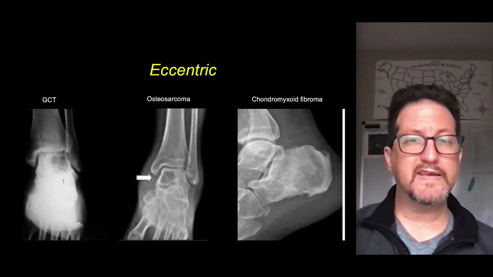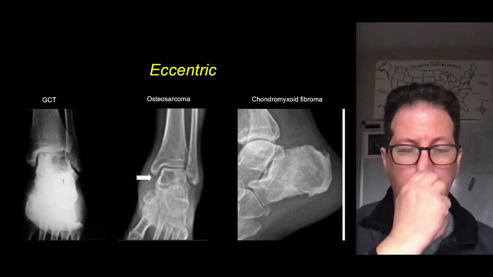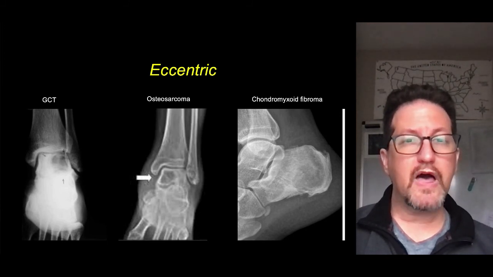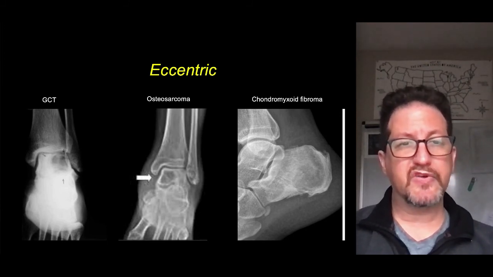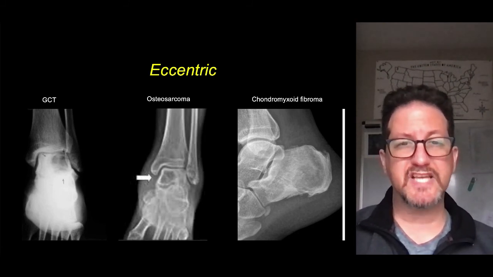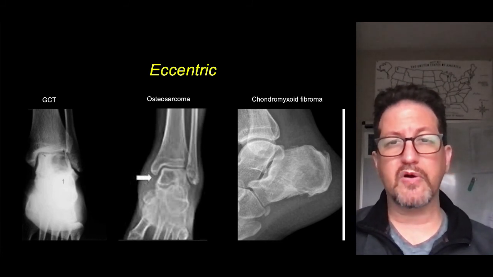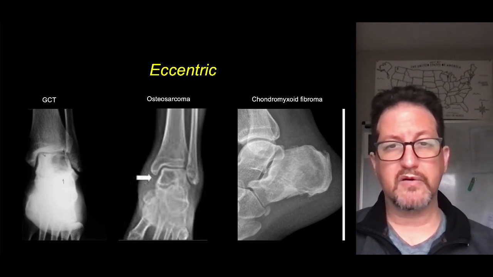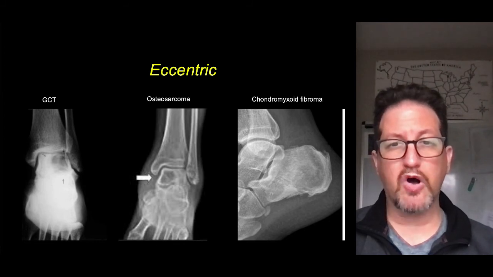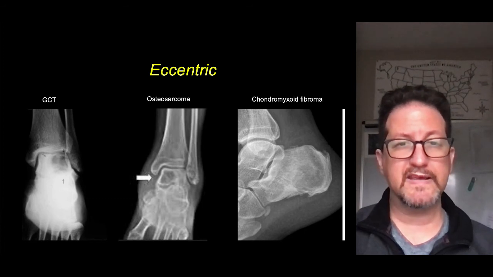Here are some eccentric ones. Giant cell tumors are oftentimes eccentric, and that's the one that you can see in the talar dome. You also have an osteosarcoma that is eccentric in the kind of opposite location. It is not centrally located, so it's eccentric. And then this chondromyxoid fibroma in the calcaneus, in the posterior body of the calcaneus, is sort of pushed off to one side as opposed to being in the center of the calcaneus, and that's considered eccentric.